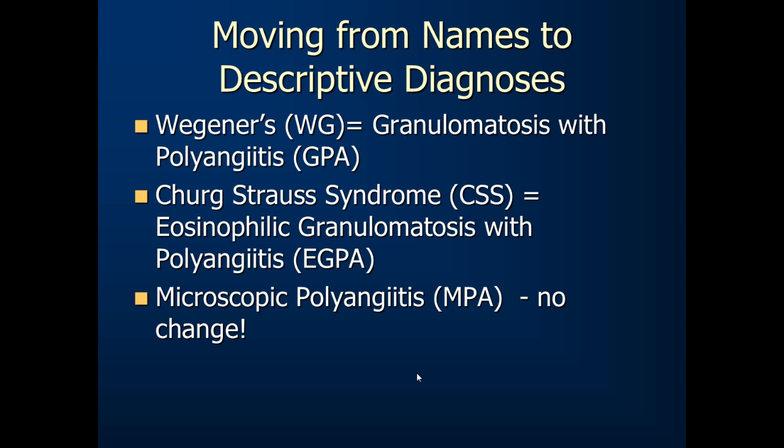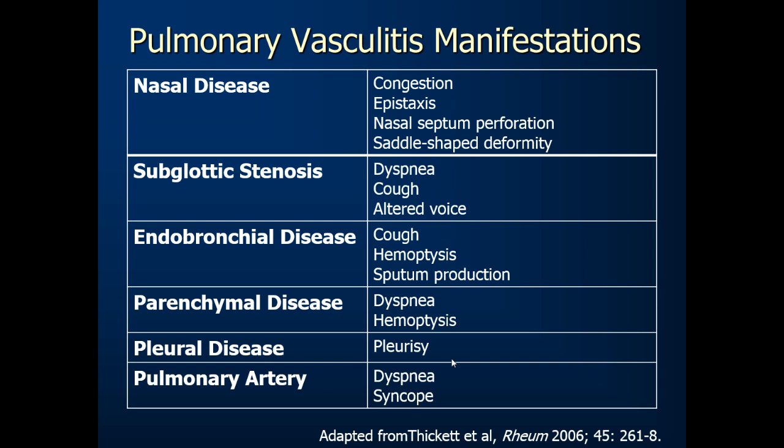There's a move away from names of people who discovered or described these entities to more descriptive diagnoses. So Wegener's is now granulomatosis with polyangiitis. Churg-Strauss is eosinophilic granulomatosis with polyangiitis. And MPA, thankfully, has not changed. In terms of manifestations for pulmonary, we include the sinuses, so we will let the ENTs be in on this, but so nasal disease, subglottic stenosis, endobronchial disease, parenchymal disease, pleural disease, and then rare entities such as pulmonary artery involvement.